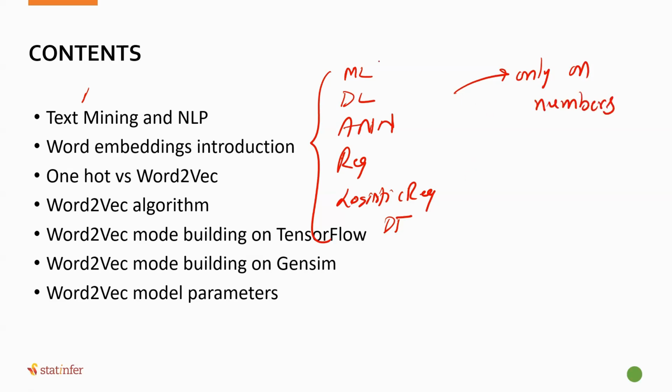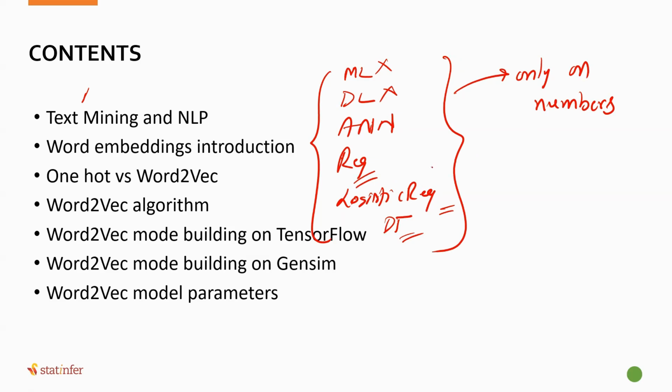If you have text data, none of the machine learning algorithms can be applied on it. If you have text data, none of the deep learning algorithms can be applied on it. Not even regression or logistic regression or decision tree, none of these algorithms can be applied on the text data. So we have to follow a certain different process. Let us see what exactly the process is that we have to follow.